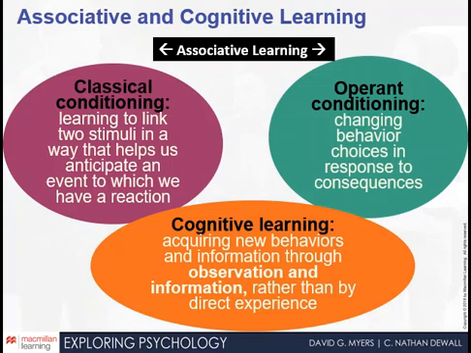So let's look at this idea of associative learning by looking at classical and operant conditioning, and then examine somewhat cognitive learning. Classical conditioning is learning to link two stimuli in a way that helps us anticipate an event to which we have a reaction. And operant conditioning, changing behavior choices in response to consequences. We behave a certain way, there's a consequence to that behavior, and then our next behavior that we choose is going to be different based on the consequences to those previous behaviors. And then there's cognitive learning, acquiring new behaviors and information through observation and information rather than by direct experience.